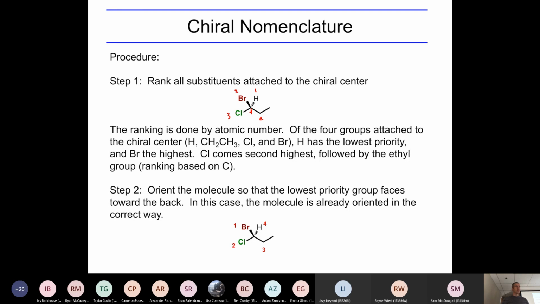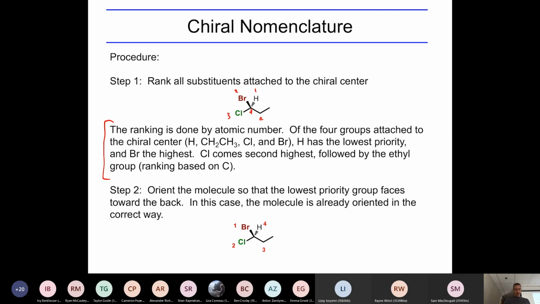And what you would do is assign a rank to each of those four things. The ranking is done by atomic number. The higher the atomic number, the higher the rank. The lowest ranked one is going to be whichever has the lowest atomic number. It's almost always hydrogen. Lowly hydrogen. Its atomic number is 1. You can't get any lower than that.